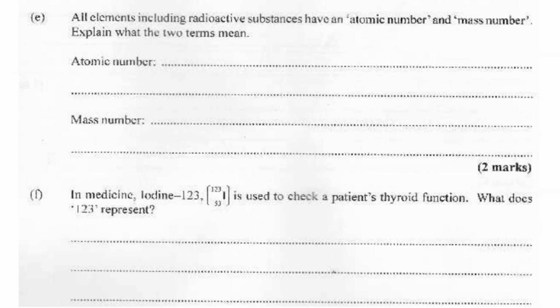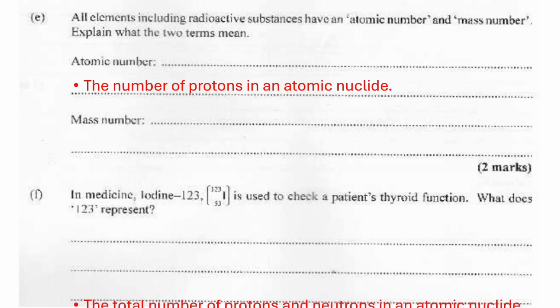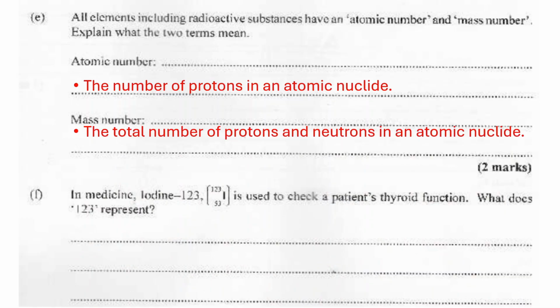Part E. All elements, including radioactive substances, have an atomic number and a mass number. Explain what these two terms mean. Well, the atomic number is the number of protons in an atomic nuclide, and the mass number is the total number of protons and neutrons in an atomic nuclide.